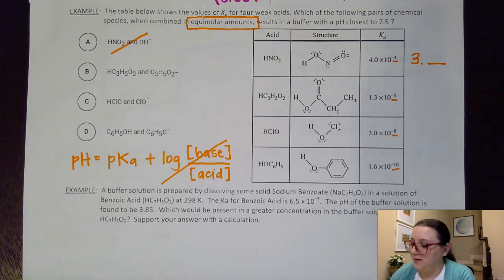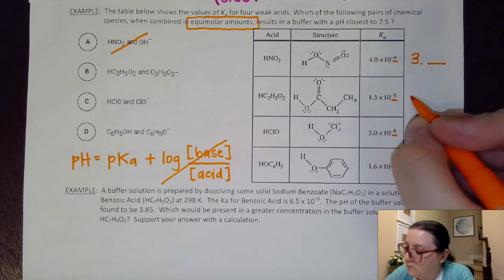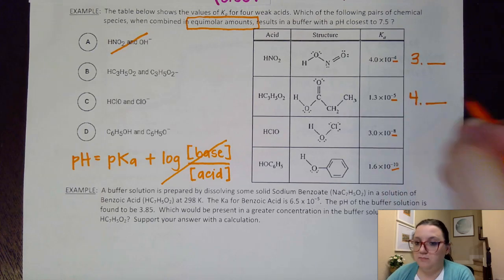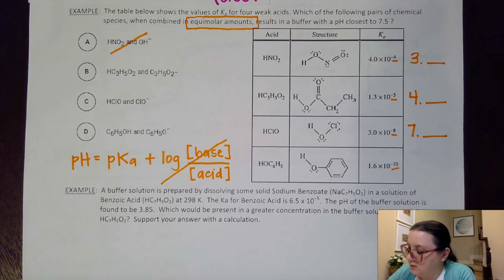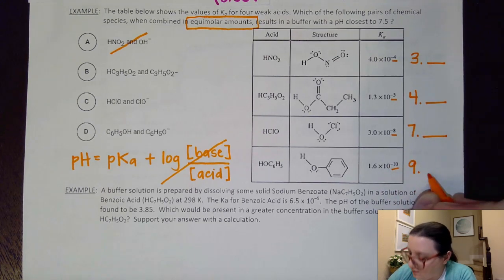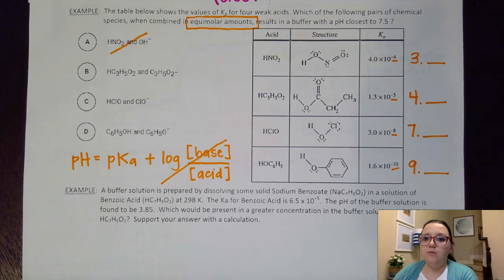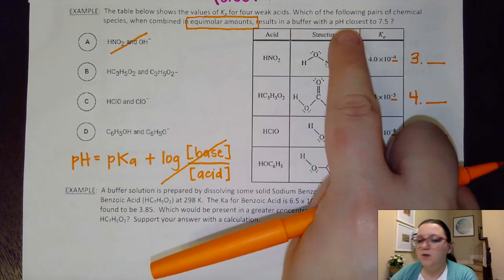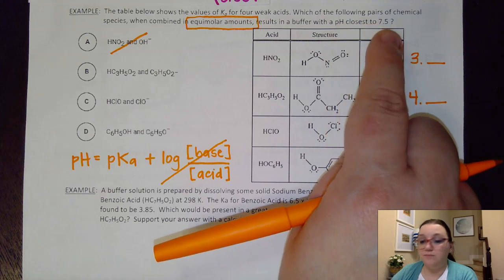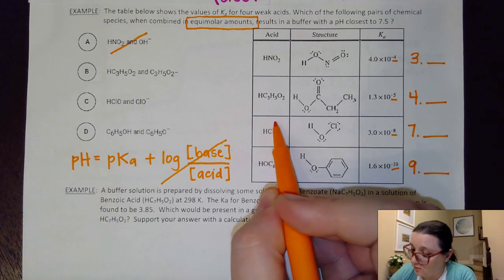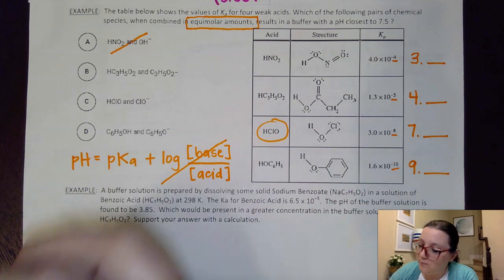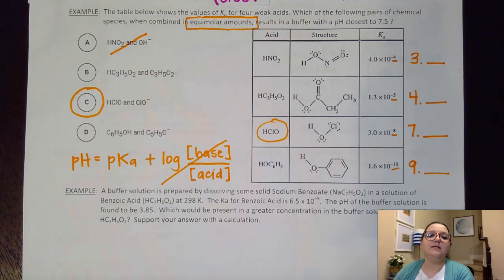You'll see why here in a minute. So for this one, you would have had 4 point something something. This one would be 7 point something something. This one would be 9 point something something. Now, look at this for a second. We want a pH closest to 7.5. Well, which of these is probably going to come out closest to 7.5? I don't know about you, but this one's looking real good right here, yeah? So, by process of elimination here, C must be the correct answer.